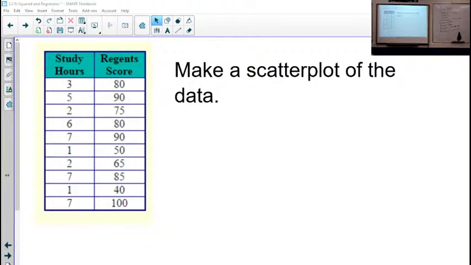Study hours should go on the x-axis. This is a standardized test in New York, so think about it like the SAT or something like that. Test scores go on the other axis. Higher scores are better. And I believe it's out of 100.